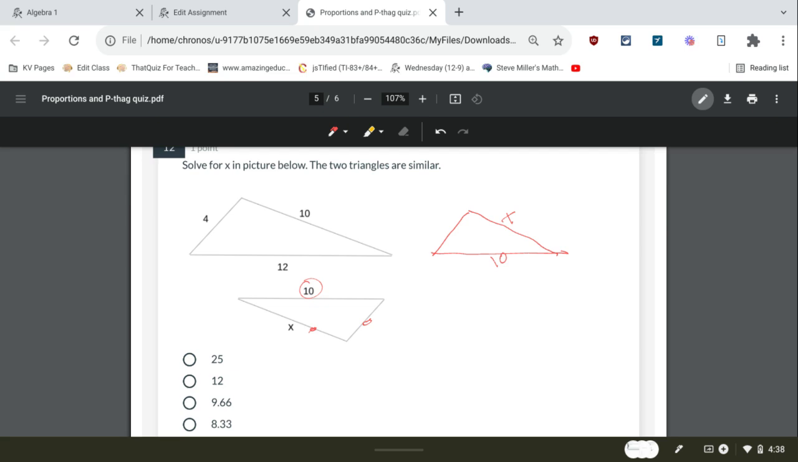Then we need to write a proportion to compare the two. We could do 10 corresponds to 12. These two correspond to each other. 10 corresponds to 12. And then the x corresponds to the 10. And then we could cross multiply to solve it. 10 times 10 is 100. This is 12x. And then you'll divide by 12. 100 divided by 12 is 8.33.